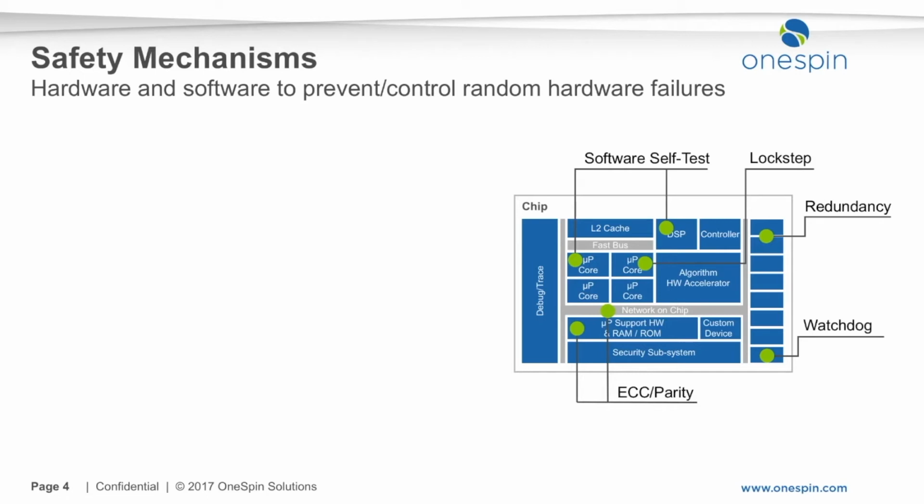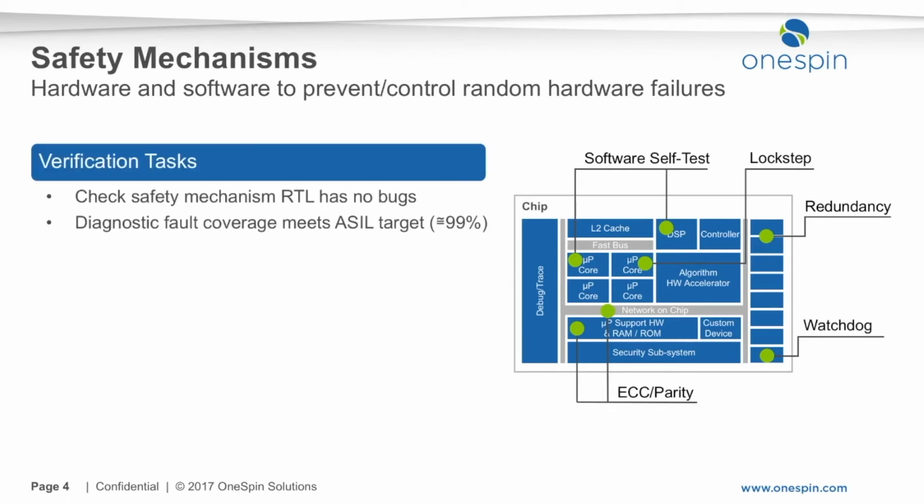Engineers have two critical verification tasks. They need to ensure that the safety mechanisms have no bugs. Otherwise, these mechanisms could end up creating dangerous situations instead of preventing them. They also need to ensure that the diagnostic coverage of the mechanism, that is, the proportion of potentially dangerous faults versus detected or corrected faults, meets the ISO 26262 Automotive Safety Integrity Level, or ASIL, target.